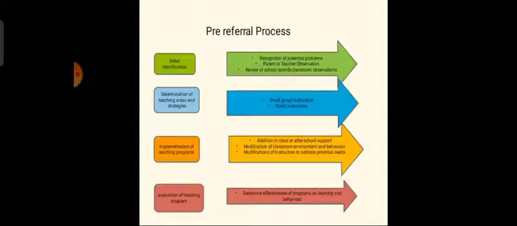So next is the pre-referral process. The purpose of the pre-referral process is to ensure your child tries reasonable accommodations and modifications before she is referred for special education assessment. Sometimes a change in the classroom can turn her performance around and make it unnecessary to consider special education services. So there are stages of the pre-referral process. Number one is the initial identification, which includes recognition of potential problems, parent or teacher observation, review of school records, and classroom observations.